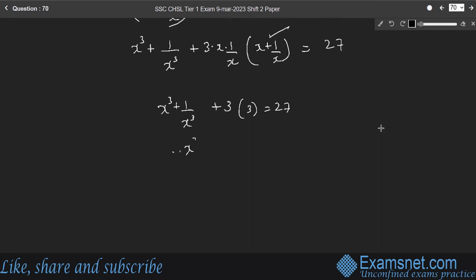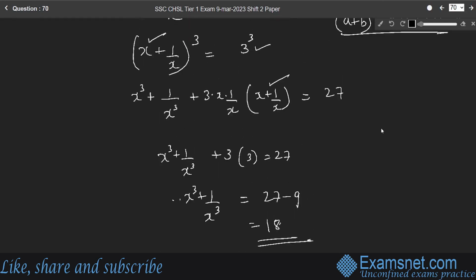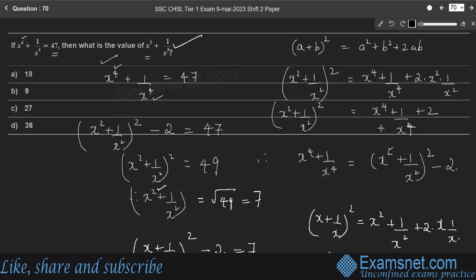Therefore, x cube plus 1 by x cube is equal to 27 minus 9, which is 18. So, which is the required answer? X cube plus 1 by x cube is 18. Option A is the right answer.